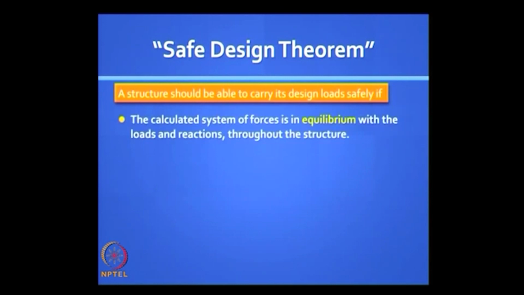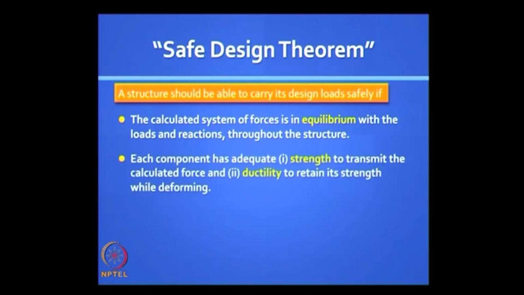Let's look at them. Firstly, you must satisfy equilibrium. The calculated system of forces must be in equilibrium with the loads and reactions throughout the structure, and should not violate equilibrium. Secondly, every component must have adequate strength to transmit the calculated force. So you get something from analysis, you get a bending moment, your beam must have that bending moment capacity. That should not be exceeded, otherwise your equilibrium solution is not valid.